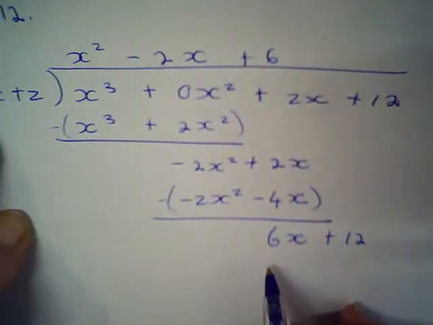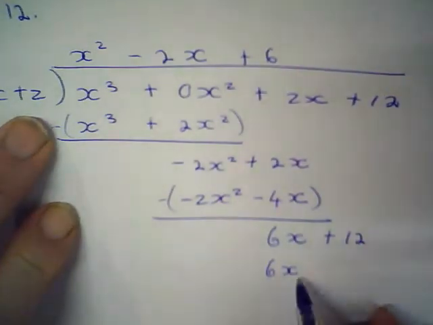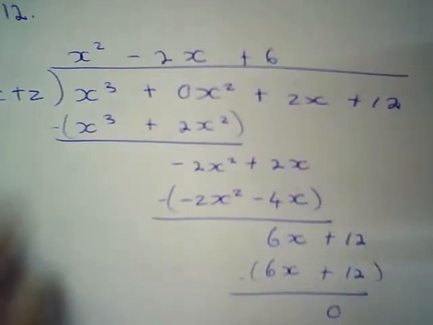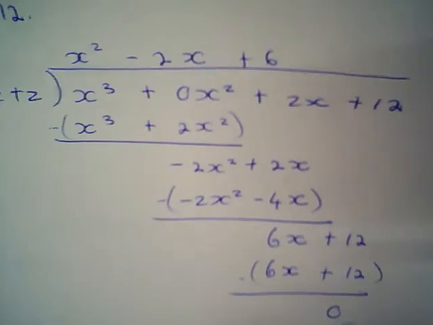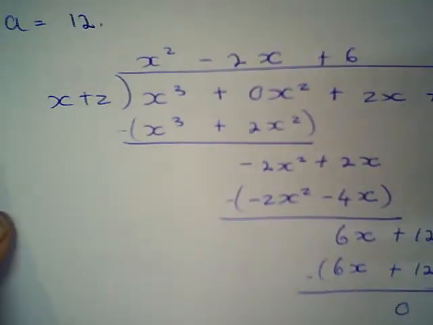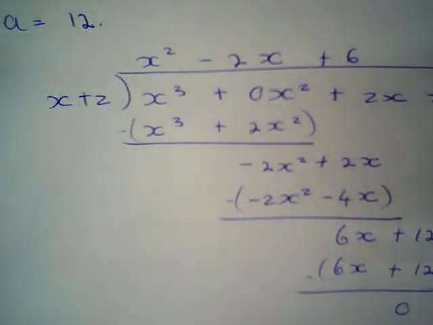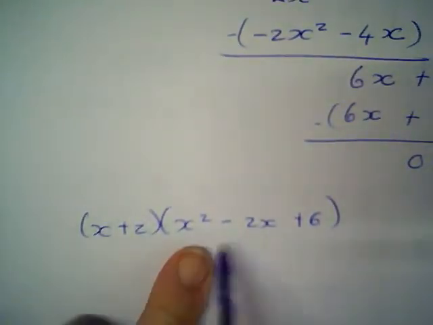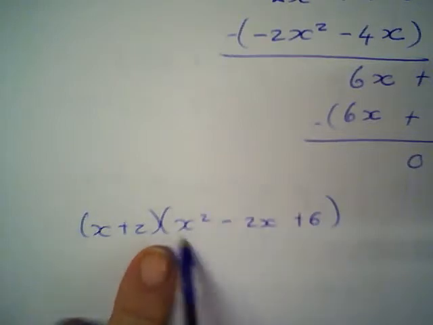Multiply. 6 times x is 6x. 6 times 2 would give me positive 12. Subtract, that gives us 0. So here I have my answer. So I have x plus 2 and x squared negative 2x plus 6 as my two possible factors. But now let's see, can we possibly factor this bit?